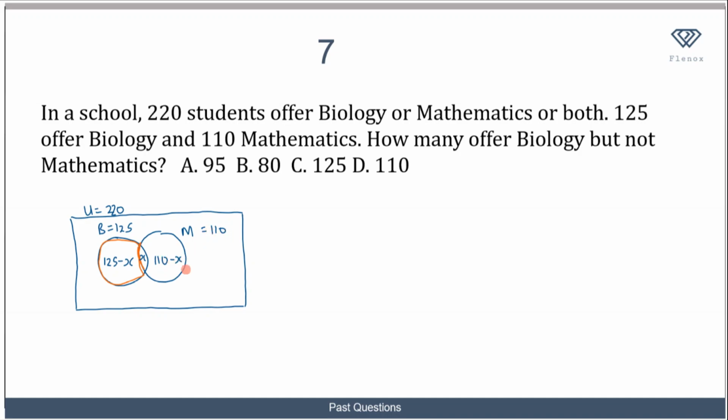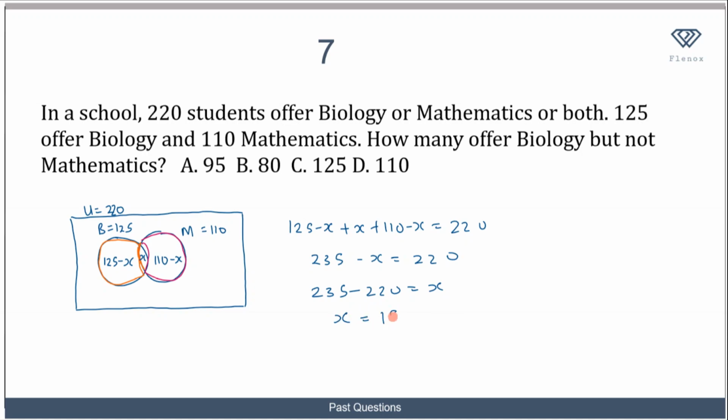Now, as I have explained before, the sum of people offering only biology, plus the number offering only mathematics, plus the number offering both subjects, must be equal to the universal set, which is 220. So we can write that 125 minus X plus X plus 110 minus X must be equal to 220. So I know that 235 minus X is equal to 220. So 235 minus 220 is equal to X. So X is equal to 15. That means the number of students offering both subjects is 15.